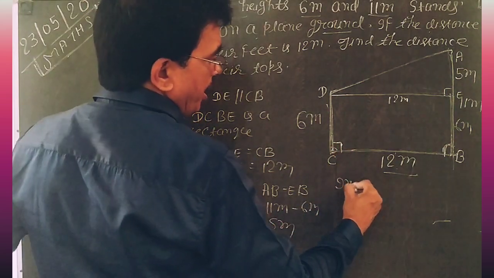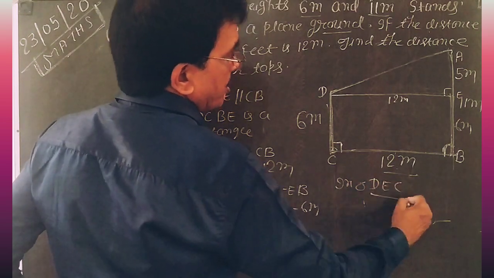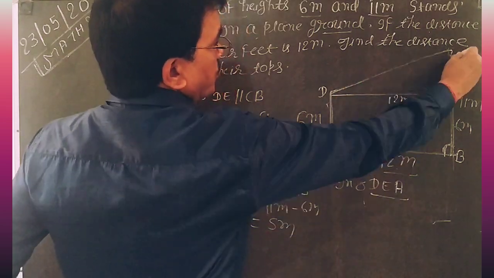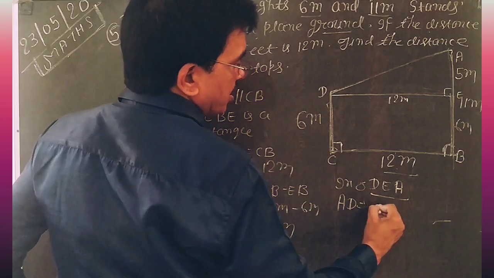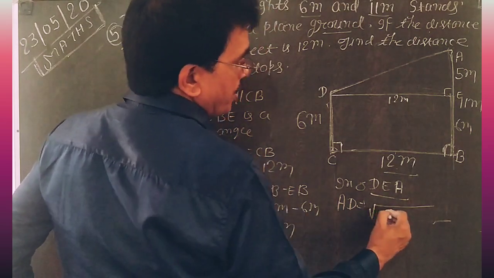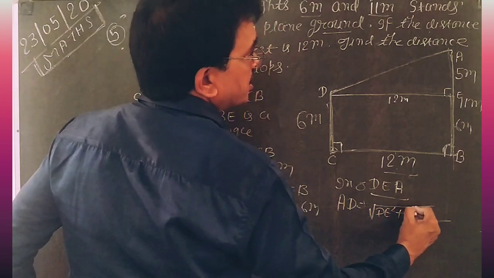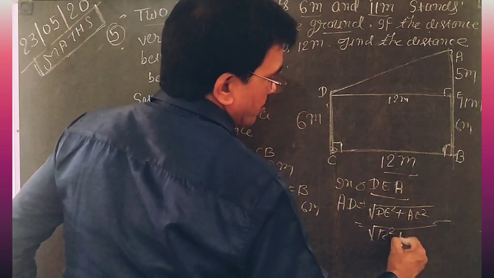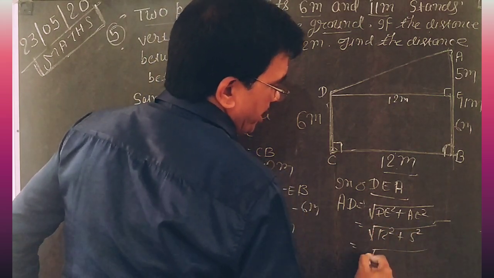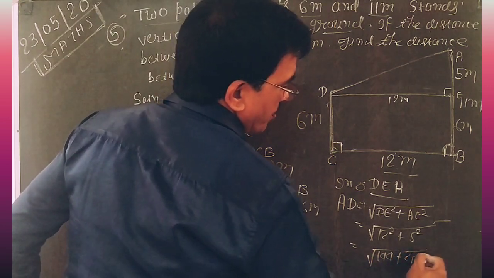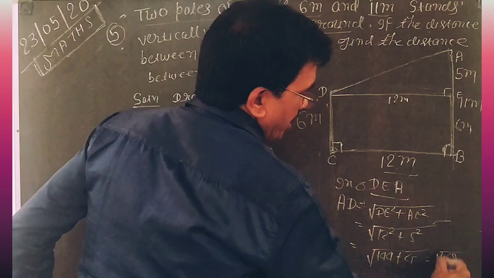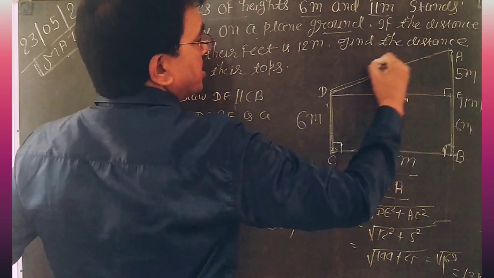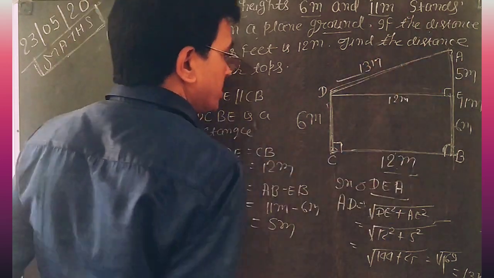So now in triangle DEC, your question is to find AD. Sorry, now in triangle DEA, AD is the hypotenuse. So AD is equal to the square root of DE square plus AE square. Then it is equal to 12 square plus 5 square. Then it is 144 plus 25, that is 169, and it is equal to 13 meters. So you can say this AD is equal to 13 meters, and it is your solution.